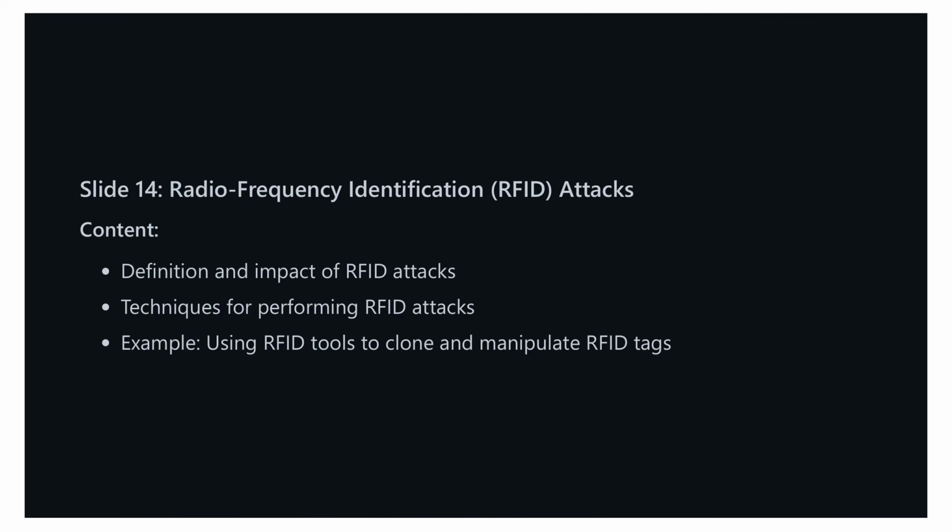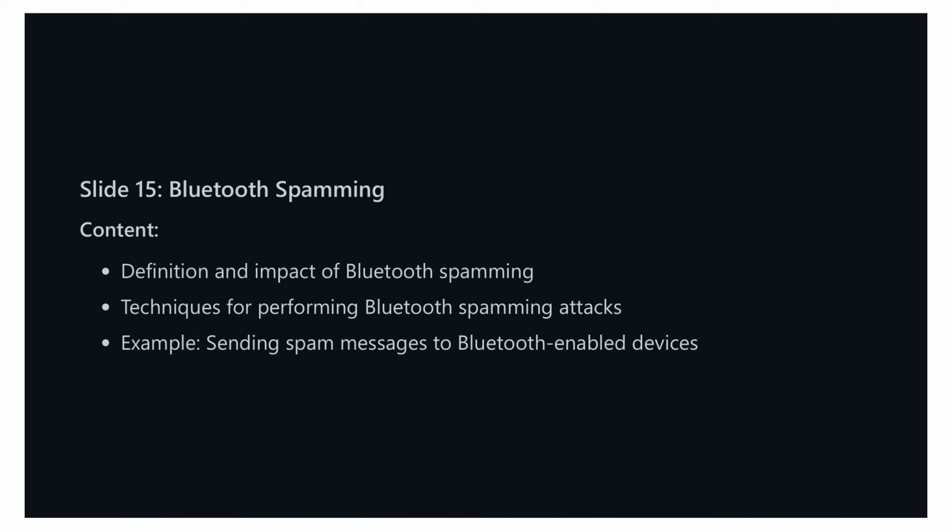In the next slide, we'll delve into Bluetooth spamming, where we'll discuss its definition, its impact, the techniques involved, and provide a concrete example to further our understanding. Building on our discussion of RFID attacks in the previous slide, let's now turn our attention to another vector of wireless communication vulnerabilities, Bluetooth spamming. In this slide, we define Bluetooth spamming as the practice of sending unsolicited messages or advertisements to Bluetooth-enabled devices within range. Just like email spam or SMS spam, Bluetooth spam can be annoying, invasive, and in some cases malicious.